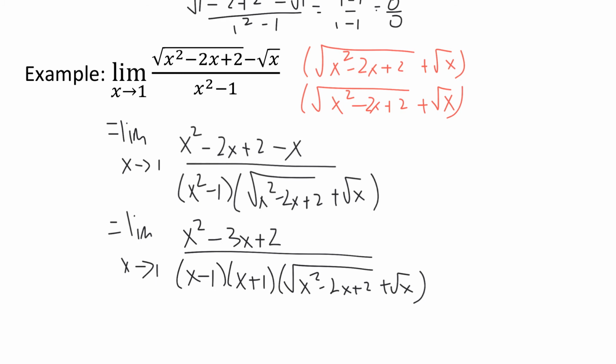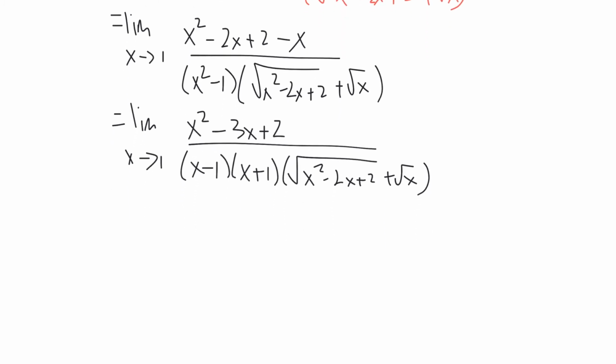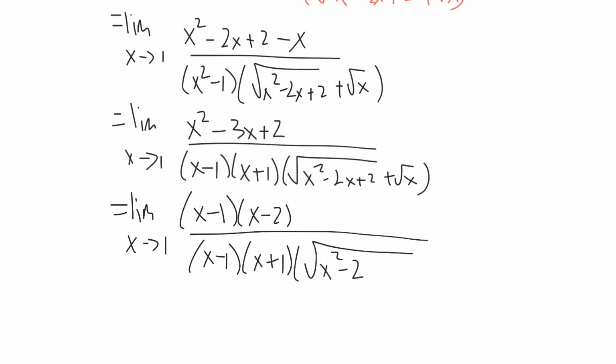Now, rationalizing isn't enough. I need to cancel something. So this numerator, I should probably factor that. So thinking about it, two numbers that multiply to give 2, add to give negative 3, negative 1 and negative 2 look like they'll work. So let's try that out. Limit x approaches 1, x minus 1, x minus 2, x minus 1, x plus 1, root x squared minus 2x plus 2, plus root x.